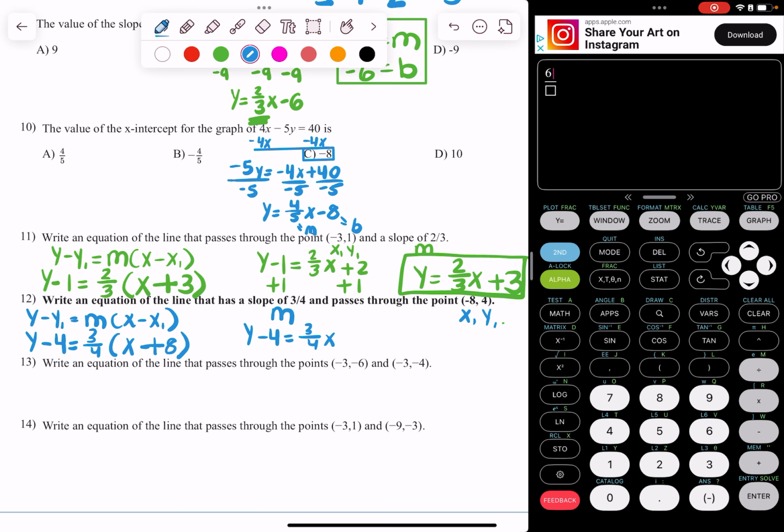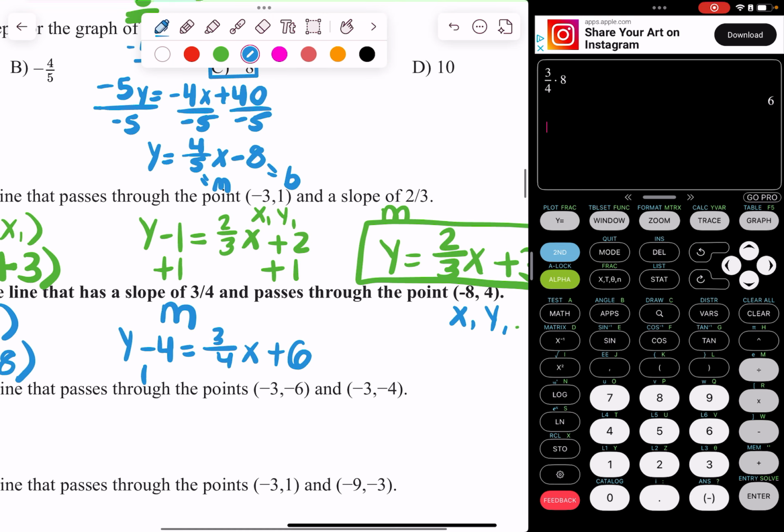One second, guys, sorry. We're doing 3 over 4 times 8, which gives us 6. All right. Now I don't want that 4 there, so I'm going to add 4 to both sides. And I end up getting y equals 3 over 4x plus 10.